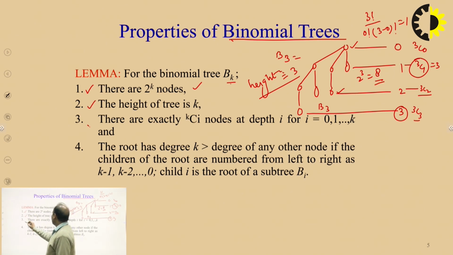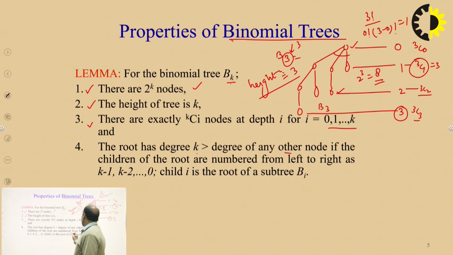True. There are exactly kCi nodes. It is also true. The fourth property says that the root has degree k. Yes, its degree is 3. Look here, the number of children is 3. So if you talk about B3, its degree is 3. It has 3 children.